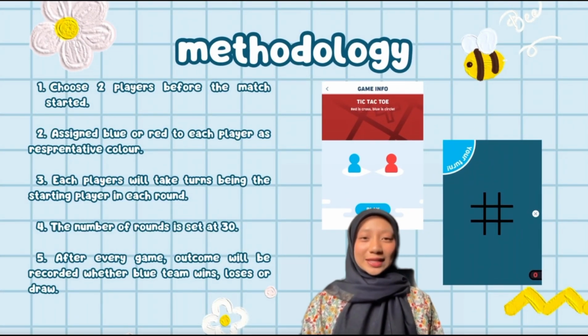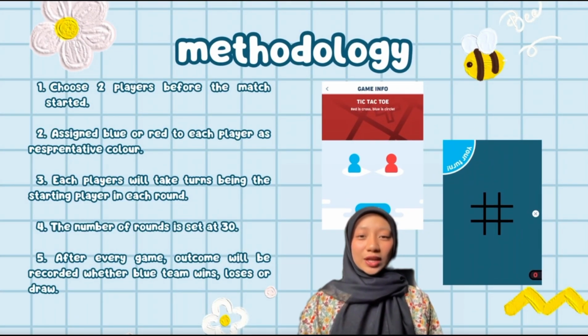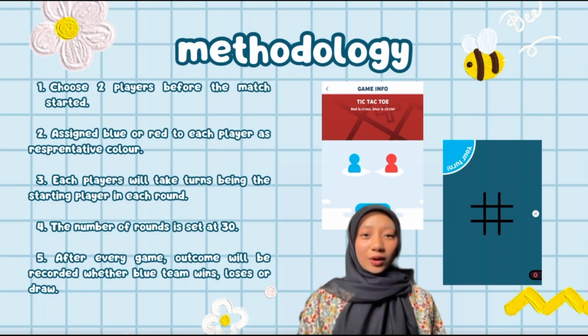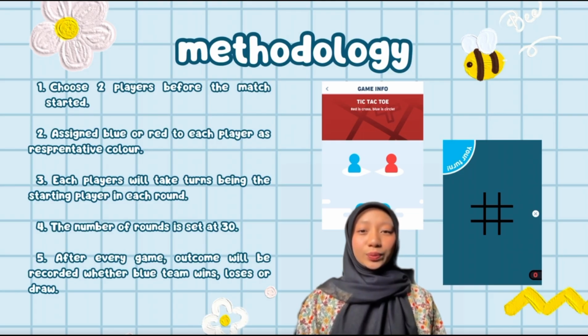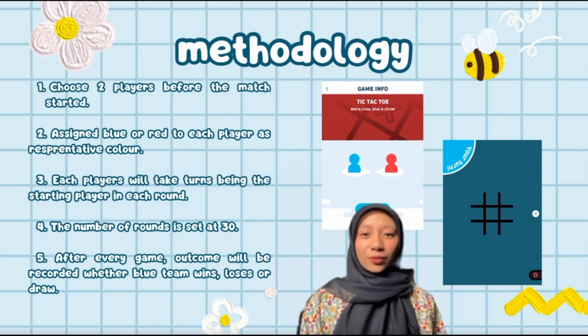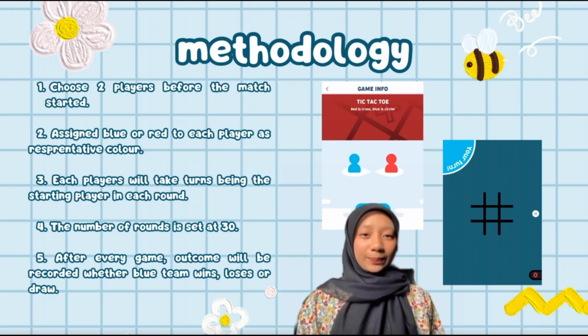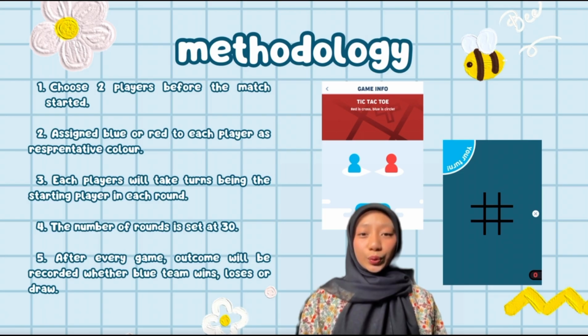The methodology for this study emphasizes the use of experimental probability through real gameplay using a tic-tac-toe application. The number of rounds is set at 30 rounds to provide a sufficient sample size for probability calculation while keeping the experiment manageable. Before the match started, we chose 2 players.